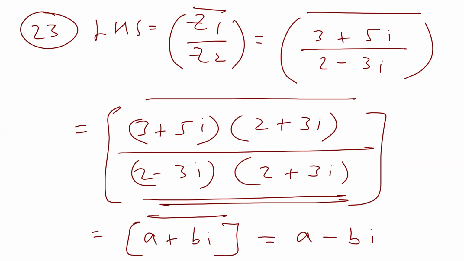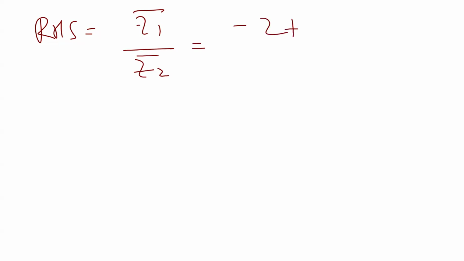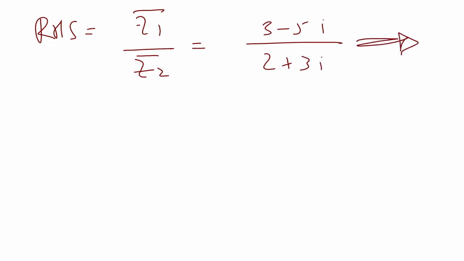This is the LHS. Now RHS is equal to Z1 bar upon Z2 bar. So Z1 bar is equal to 3 minus 5i upon 2 plus 3i. So this you solve, multiply and divide with the conjugate of the denominator. Simplify this and try to prove LHS equal to RHS. Okay. Next problem.